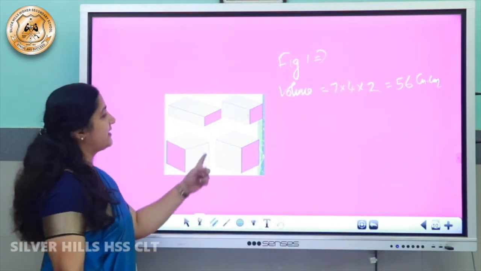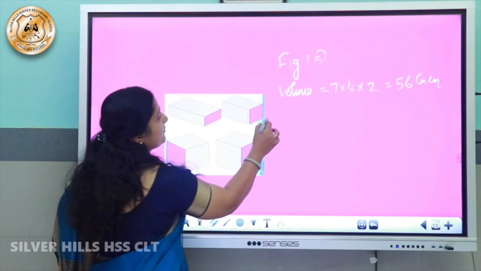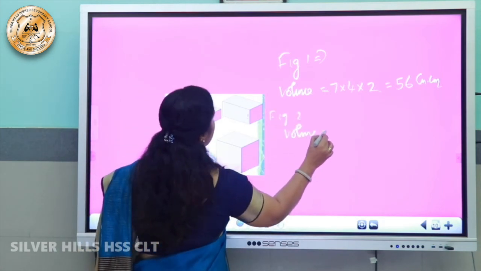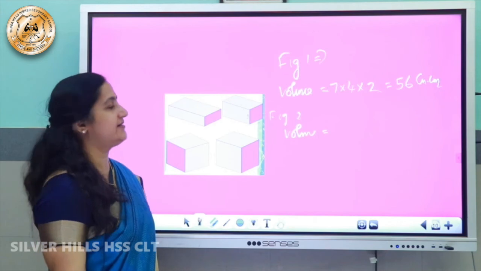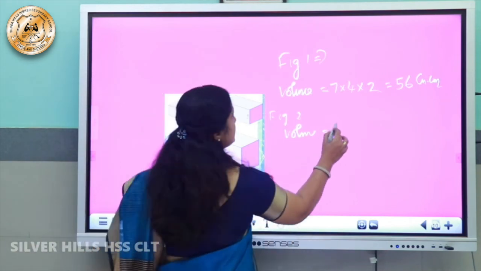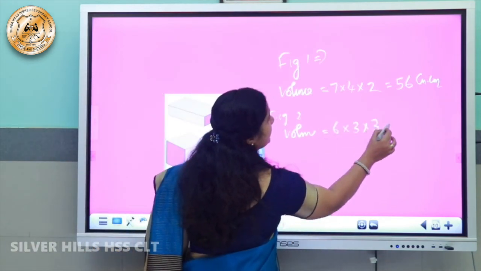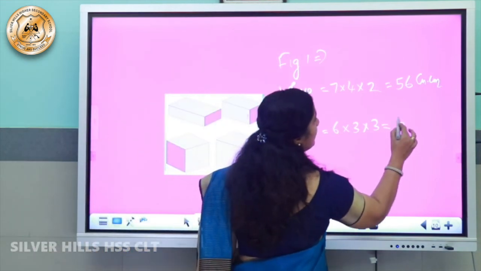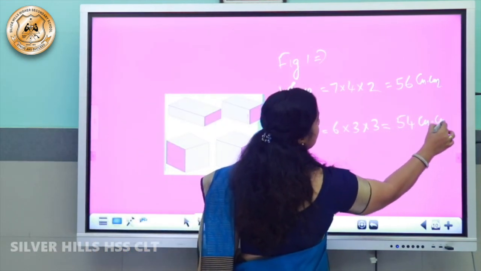So second figure, volume of figure 2. Volume equal to, okay Amrita, tell me. It is 6 into 3 into 3. Very good. 6 into 3 into 3 is 54 cubic centimeter.